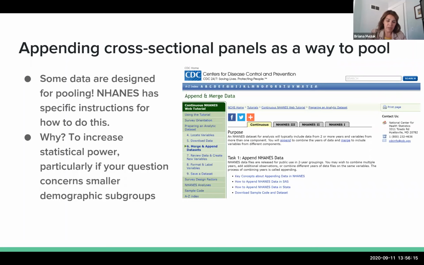Another example of pooling that you may have already done is appending cross-sectional panel surveys. So NHANES, the MEPS, there's several other data sets that are designed to be appended, and NHANES is one of them. The reason why you would want to do this is to increase statistical power. But the reason you can do it is because the items in NHANES are asked the same way every year. So smoking status is always asked the same way. So when I stick last year's NHANES to this year's NHANES, I don't have to worry about whether the measures are consistent, because of course they are, because they were designed that way. So that's just another example of pooling that's maybe a little bit more familiar.